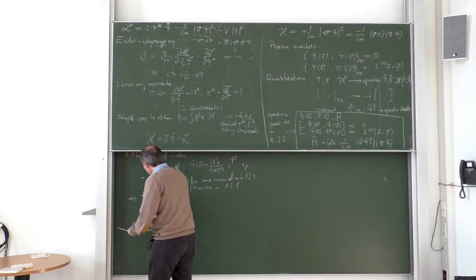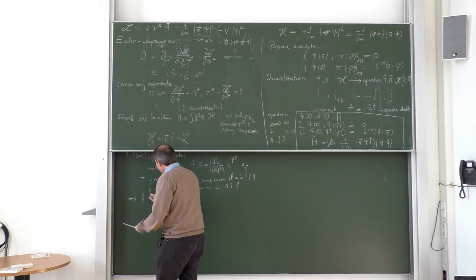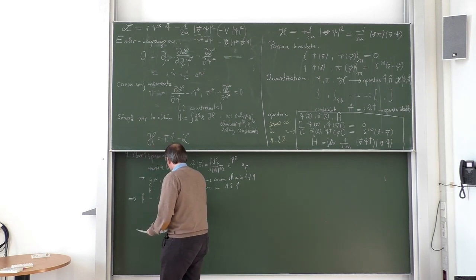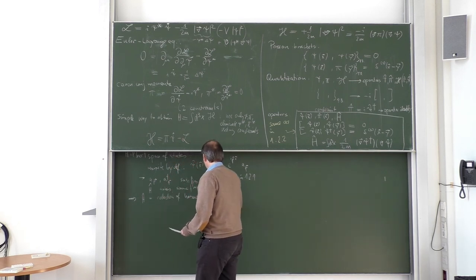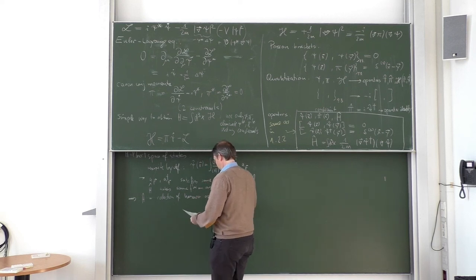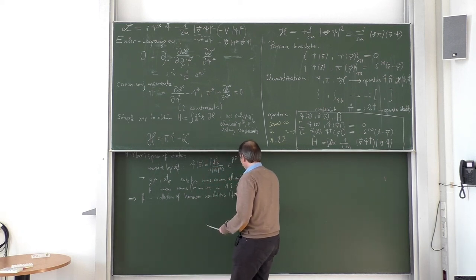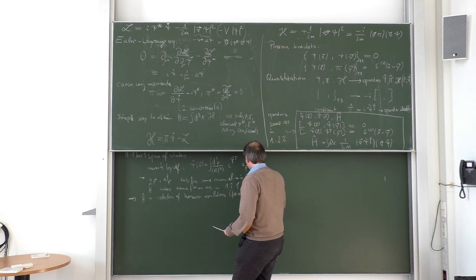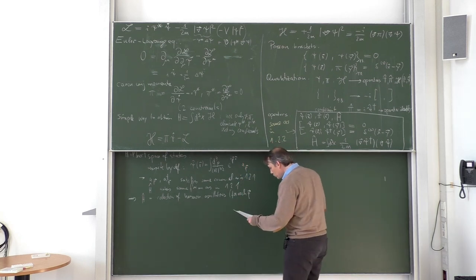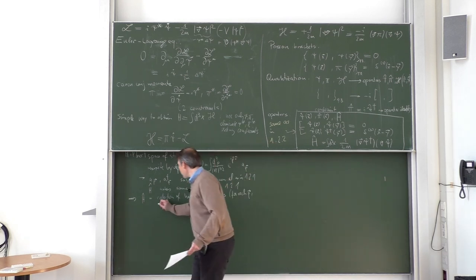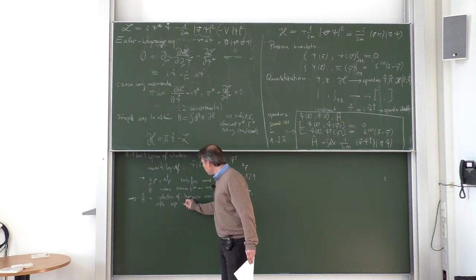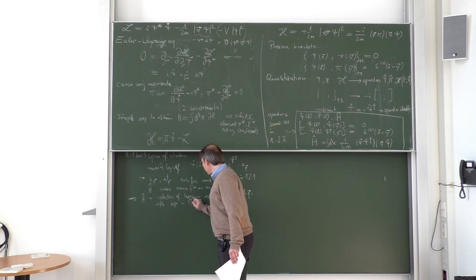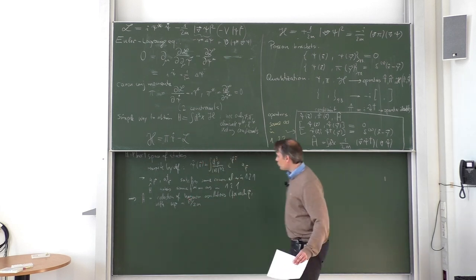So therefore, we can immediately write this down. H is a collection of harmonic oscillators. Namely, one oscillator for every value of the three-dimensional momentum P. And what are the frequencies of those harmonic oscillators? The frequencies, let's call them omega P, are P square over 2m, the kinetic energies.